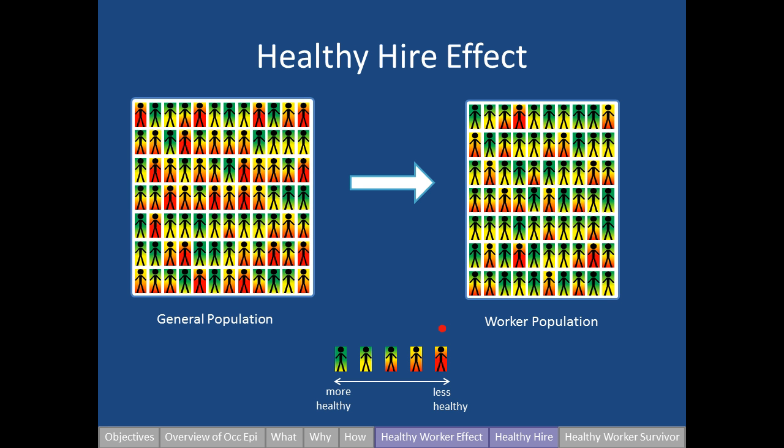And so how you avoid the healthy hire effect is, instead of using the general population, instead of using SMRs, to use an internal reference group of workers. So use workers within your same facility, within your same plant that had no exposure or low exposure. And this is what we did in our examples.